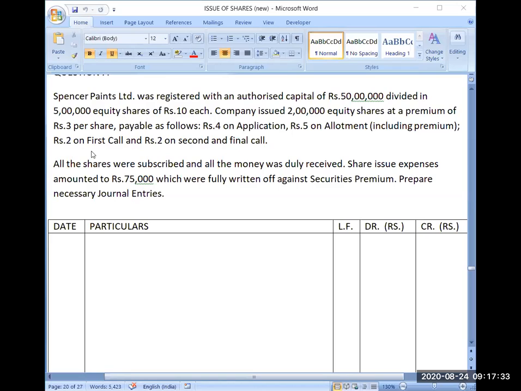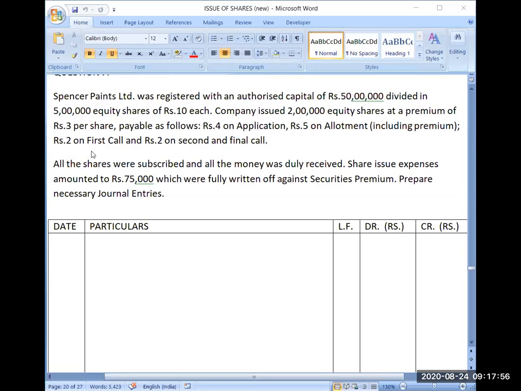Now it is divided into 5 lakh equity shares of rupees 10 each, because the nominal value of the share is rupees 10. If you divide 50 lakh by rupees 10, you will get 5 lakh equity shares. So it should be clear that the number of shares is 5 lakh and the amount of capital is 50 lakh.